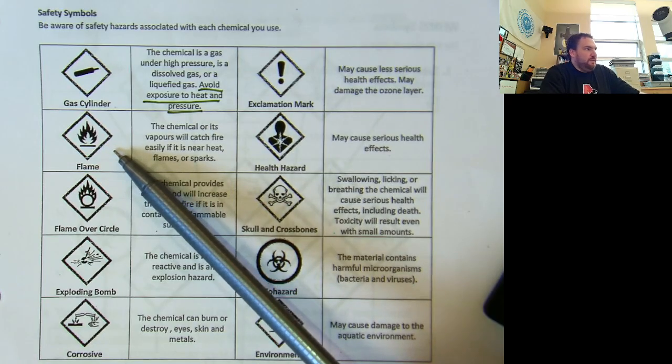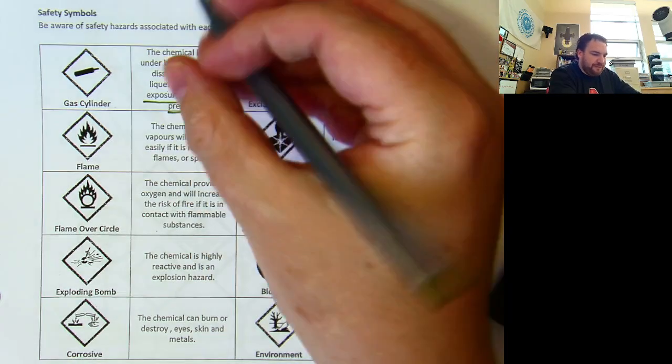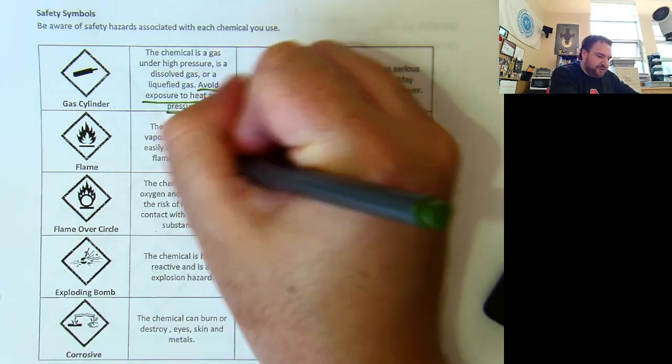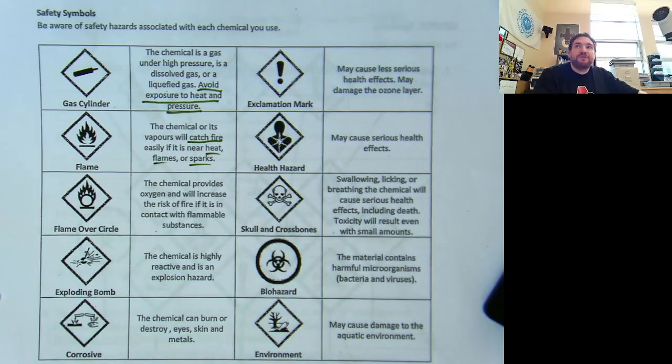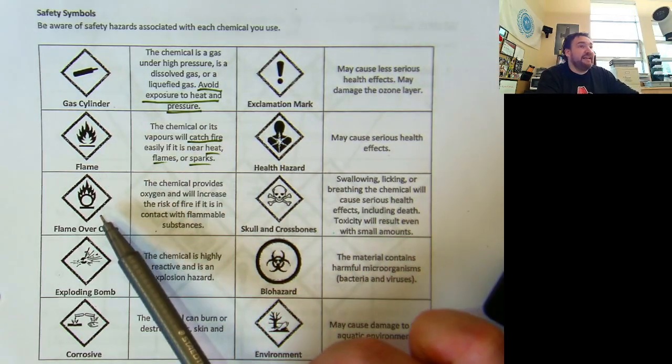It means that whatever that symbol is on is flammable. The vapors can catch fire easily if near heat, flames, or sparks. Those are some of the funnest things that we have to deal with in the lab. But that is what that symbol means. This one's slightly different.